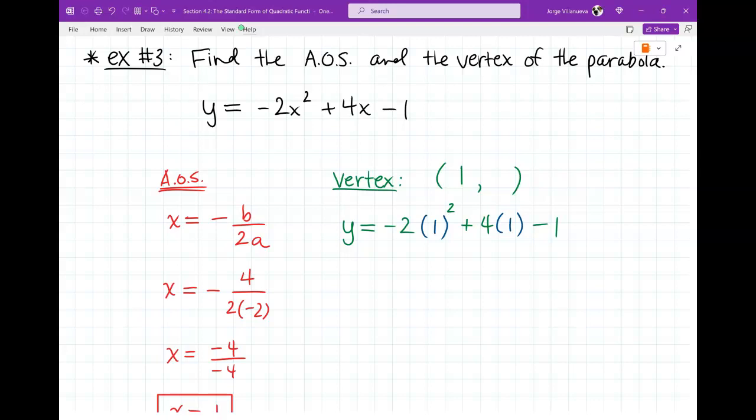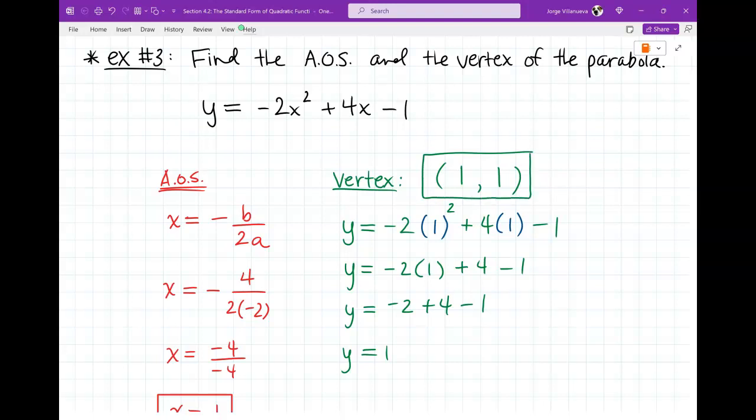So 1 squared, well, that's just 1. And then 4 times 1, that's 4, minus 1. Negative 2 times 1, that's negative 2, plus 4, minus 1. What's negative 2 plus 4 minus 1? That's 1. So that answer goes here. And wasn't that the point that I was supposed to get? Yeah, so I'm good. I know I did it right.